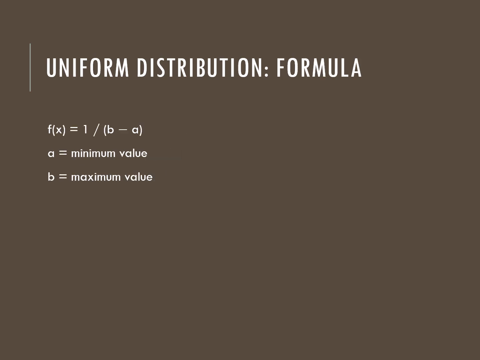Uniform distribution formula, as you can see. Here A is the smallest possible value, and B is the largest possible value. This formula shows us that the height of the curve is constant for all values inside the interval.